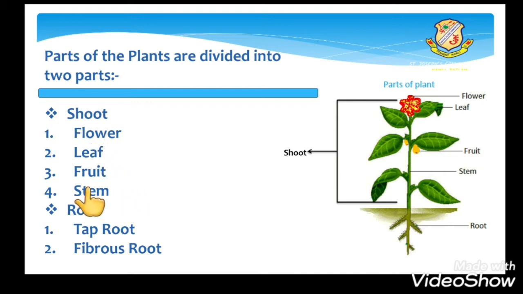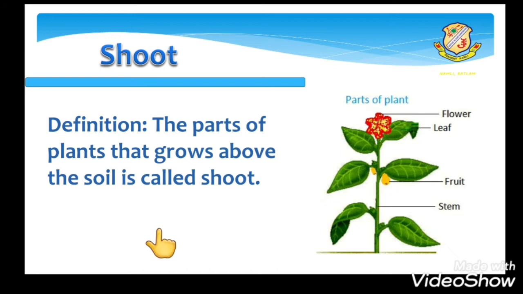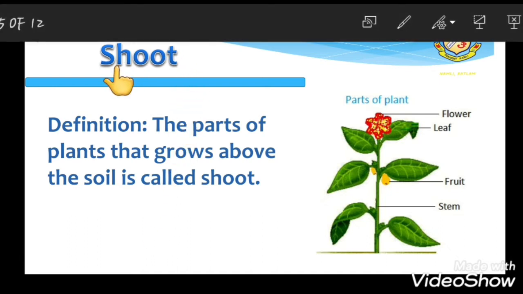Now we come to root. Roots are of two types. Root can be a taproot or a fibrous root. Next, shoot. First we discuss the shoot.